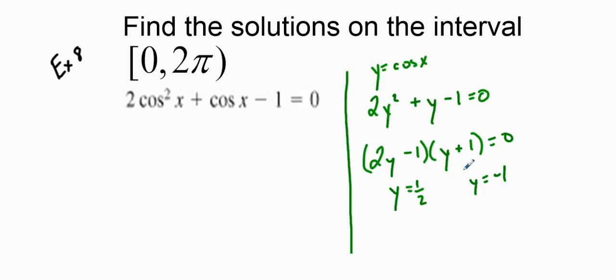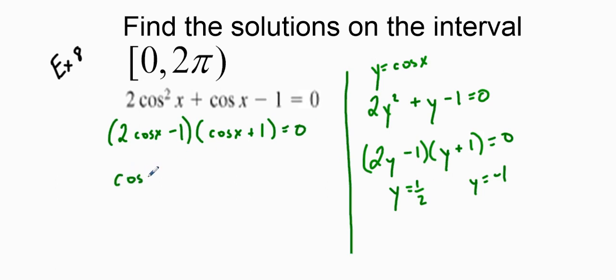Those are our 2 solutions, where y equals cosine. We can do the same thing over here. If we took this, it would be 2 cosine of x minus 1. We can factor this. Just remember that cosine is what's going to be factored. We have cosine of x plus 1 equaling 0. And so using this, we know that cosine of x has to equal 1/2, and also cosine of x has to equal -1.